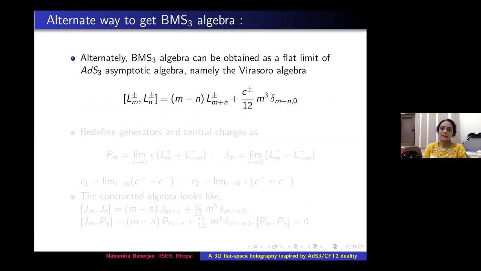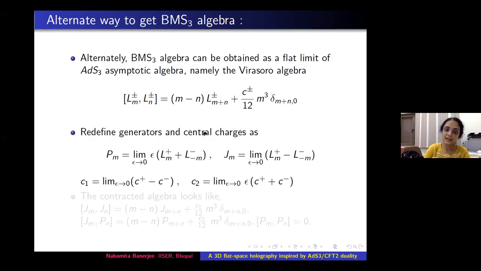Now let me tell you that there is an alternate way to get these BMS3 algebras. Alternately, these BMS3 algebras can be obtained as a flat limit of the AdS3 asymptotic algebra, namely the Virasoro algebra. The way you do it is the following. You start with two copies of the Virasoro algebra. I have denoted them by L plus and L minus. So here I have written two Virasoros with two central charges in general, C plus and C minus.